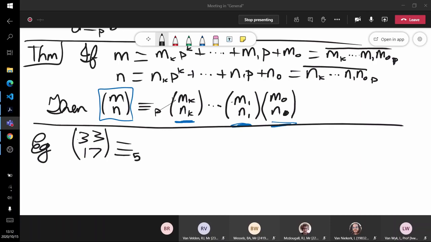Okay, so if we want to do this, we need to write 33 in base 5. The biggest power of 5 below that is 25. So that'll be 25 plus 5 plus 3. So that'll be 113 in base 5. 17 in base 5 is 32.